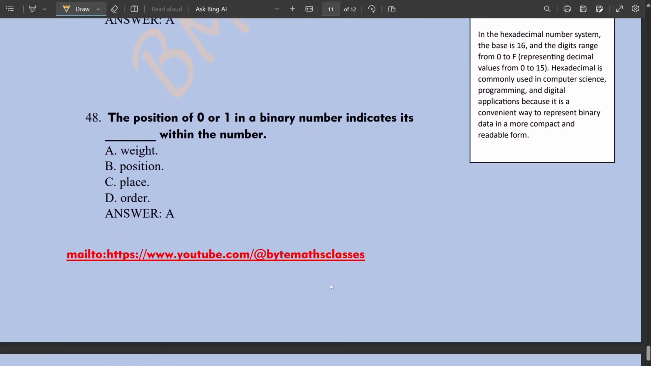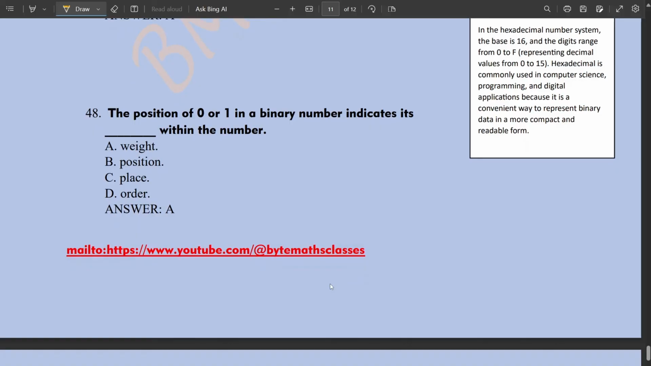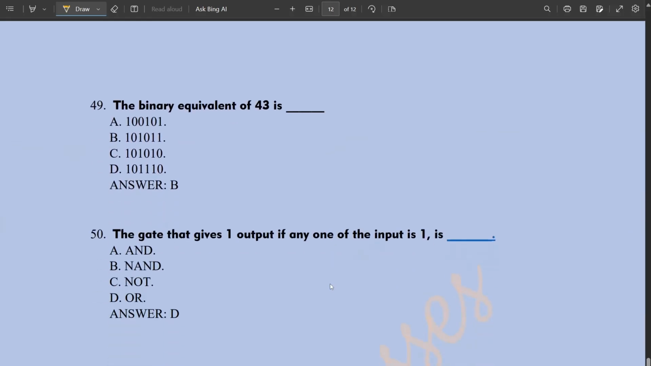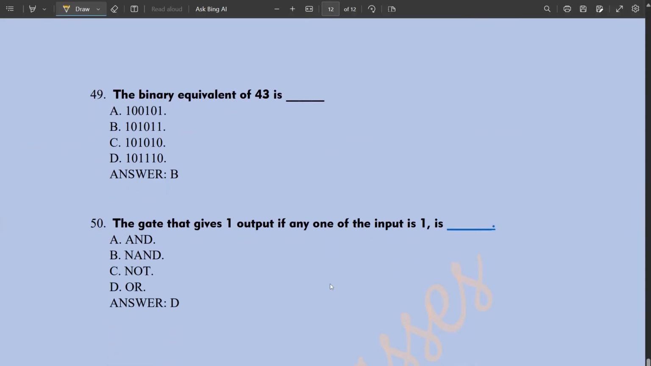Next, the position of 0 or 1 in a binary number indicates its weight within the number. 0 and 1 indicate its weight. Option number A is correct. Next, the binary equivalent of 43 is what? Option number B. Let's check it down. 1 0 1 0 1 1.